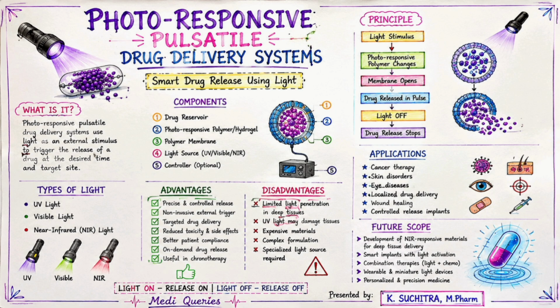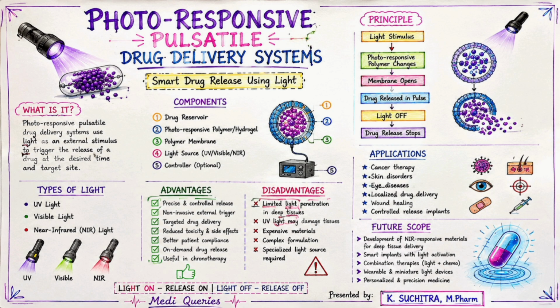Create 4 main sections. One is for what is it, second for principle, third one is for how it works, and fourth one for advantages and applications. Under this, we have to mention the definition in 3 to 4 short points in the what is it section, and draw a simple flow: light, polymer changes, membrane opens, drug released in the principle.